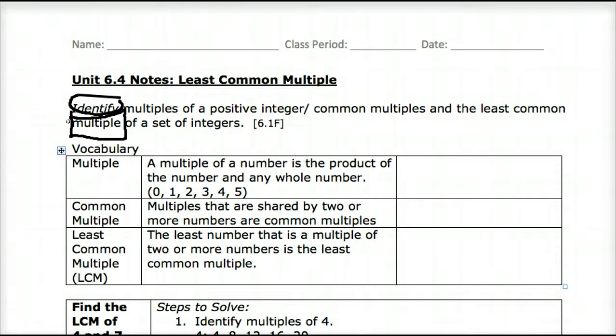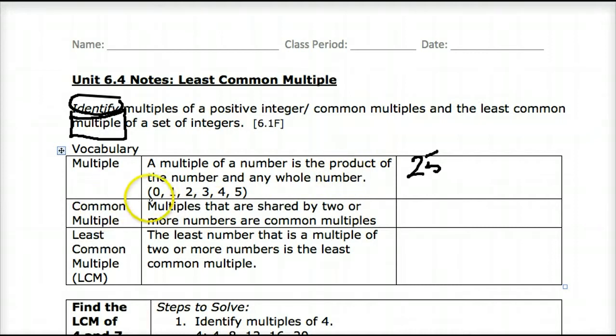For the vocabulary, a multiple of a number is the product of the number and any whole number. So that word integer up here simply means any whole number that you can come up with. Examples of that would be 0, 1, 2, 3, 4, 5, any whole number. If I had the number 25, it would be a whole number. So we know that a multiple is the product. If it's multiplied against another number, it would be the multiple.